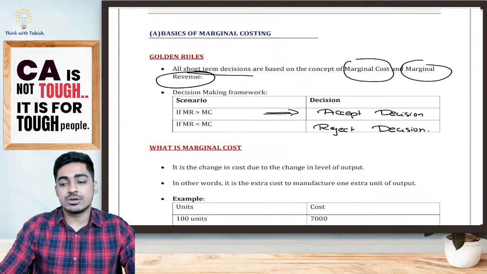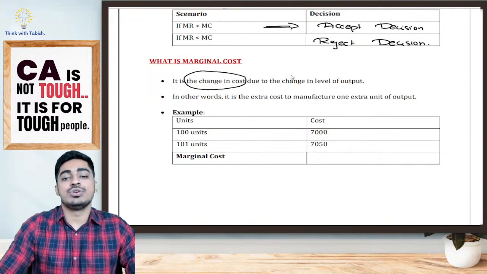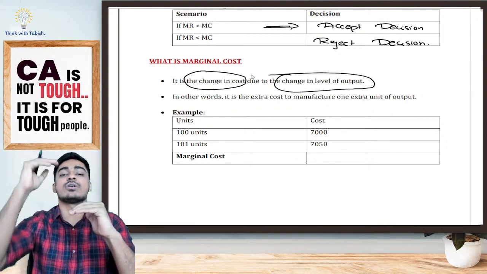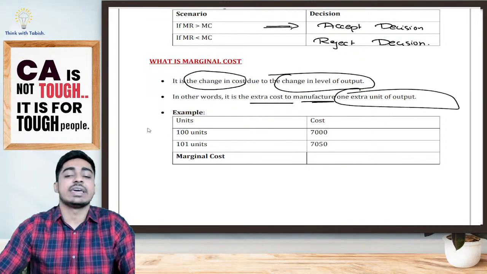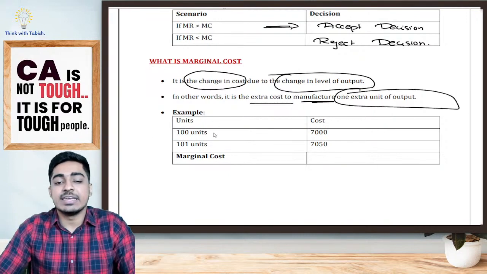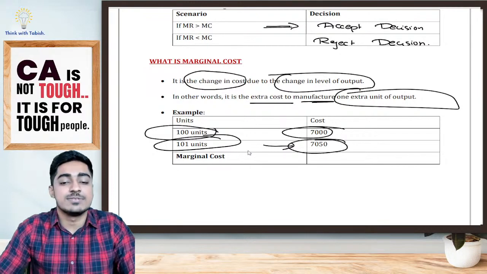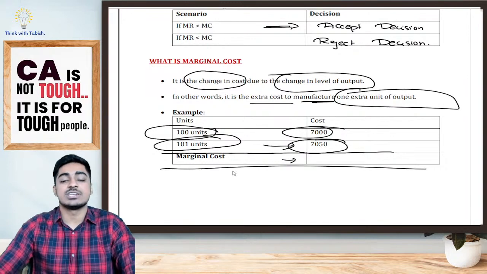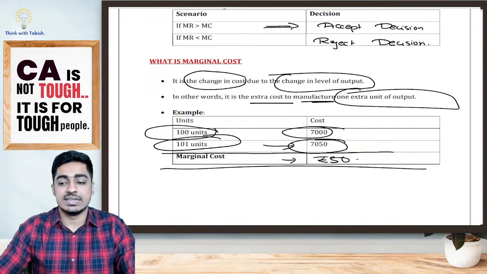Now, what is marginal cost? Simply speaking, it is the change in cost due to change in the level of output. Because of change in output, how much extra cost are we incurring? It is the extra cost to manufacture 1 unit extra output. Simply telling, if I'm manufacturing 1,000 units, my cost is 7,000. If I'm manufacturing 101 units, the cost is 7,050. So what is the marginal cost, students? How much extra am I incurring to manufacture 1 unit? It is 50. Is it clear, students?